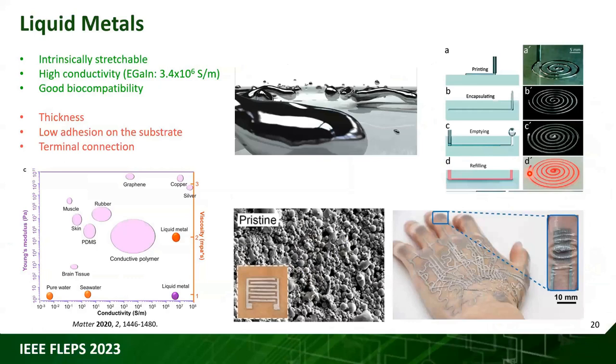Liquid metal is 10 times less conductive than bulk metal, but it's really intrinsically stretchable and morphable, right, to any shape you need. And biocompatibility has been proven to be very safe for epidermal use, right? But usually they need a microfluidic channel, or if you do printing, the thickness is definitely thicker than metal thin films. And the adhesion is something you have to really work hard on to bond them to any material. That's why people prefer to still use the microfluidic channels. And the terminal connections, you cannot readily solder to liquid metal, right? So that's another concern, but it's very soft, right? And it is also very conductive. So a lot of people use the liquid metal to make e-tattoos.